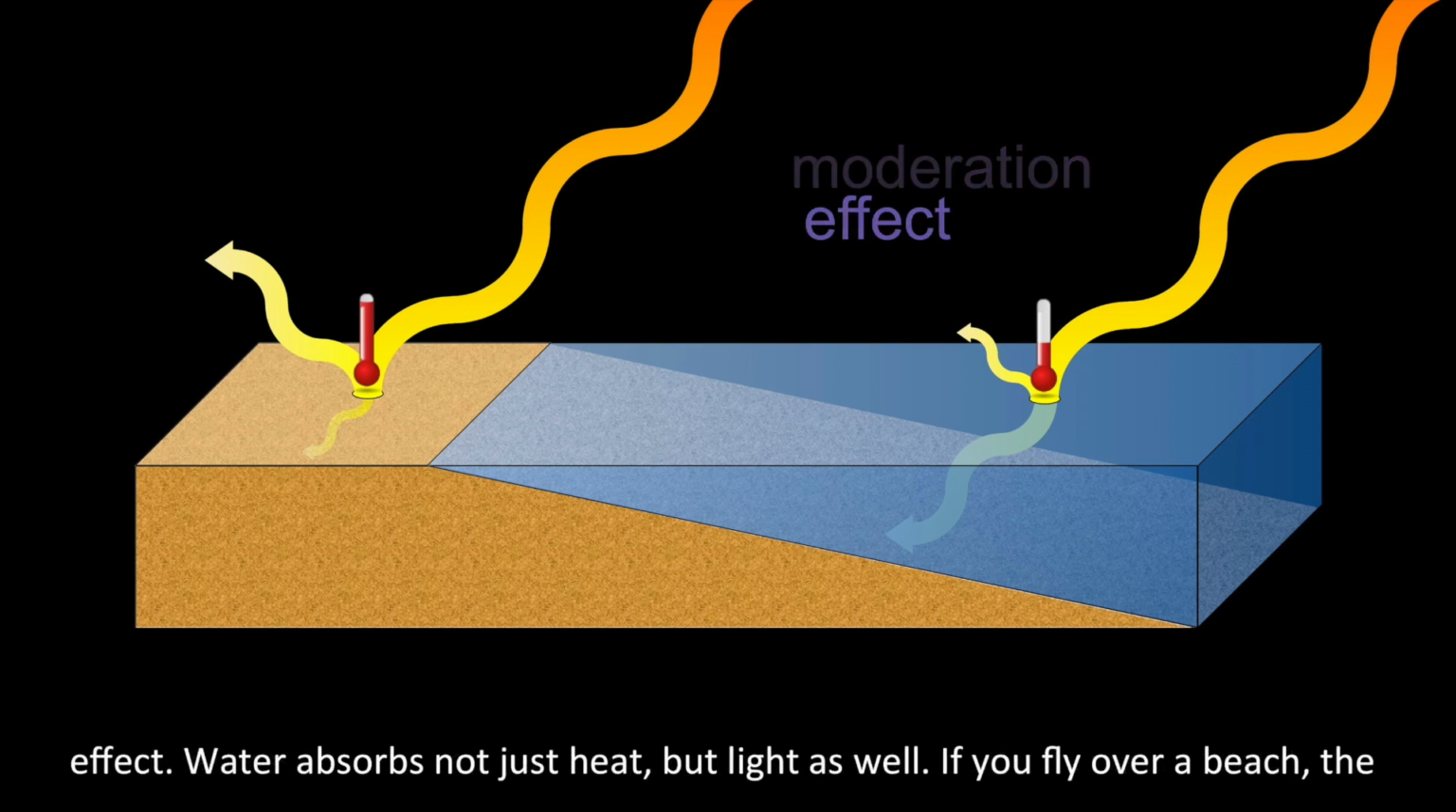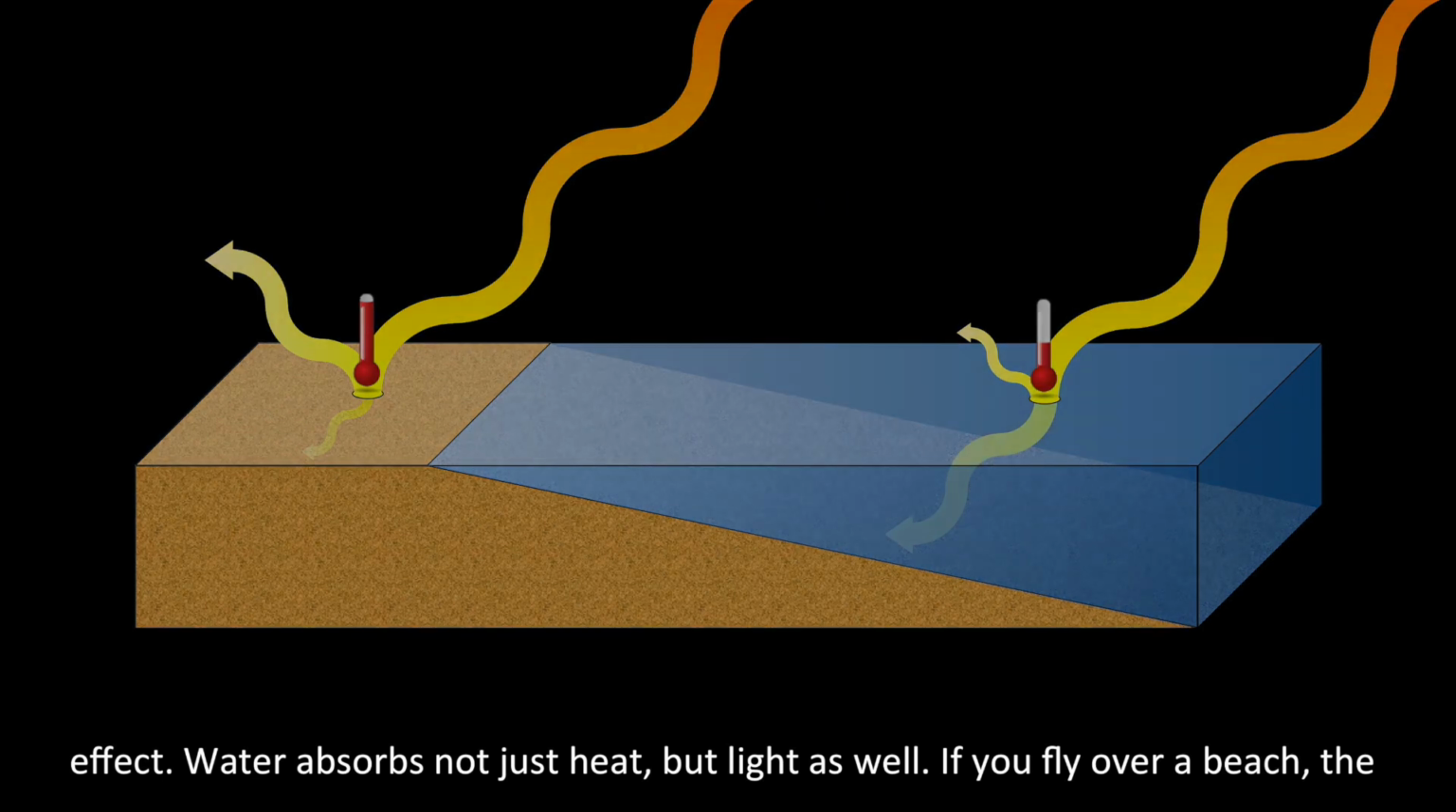Water absorbs not just heat, but light as well. If you fly over a beach, the sand appears more or less white, and the ocean appears dark blue. Sand reflects back nearly all of the visible light waves emitted by the sun, causing it to look nearly white, whereas water absorbs nearly all the light except for blue, which is refracted and reflected, making it appear dark blue.